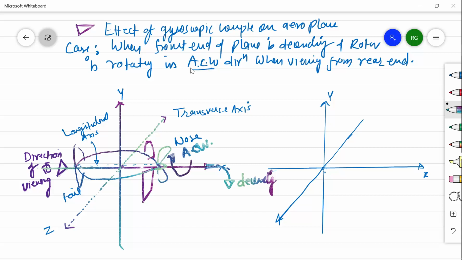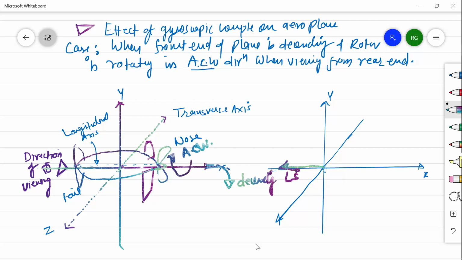So according to the right hand rule, we can draw the angular momentum vector. In this situation, if we curl our fingers in the anti-clockwise direction, our thumb will point in this direction. So we can say this would be the direction of the angular momentum vector, L S.